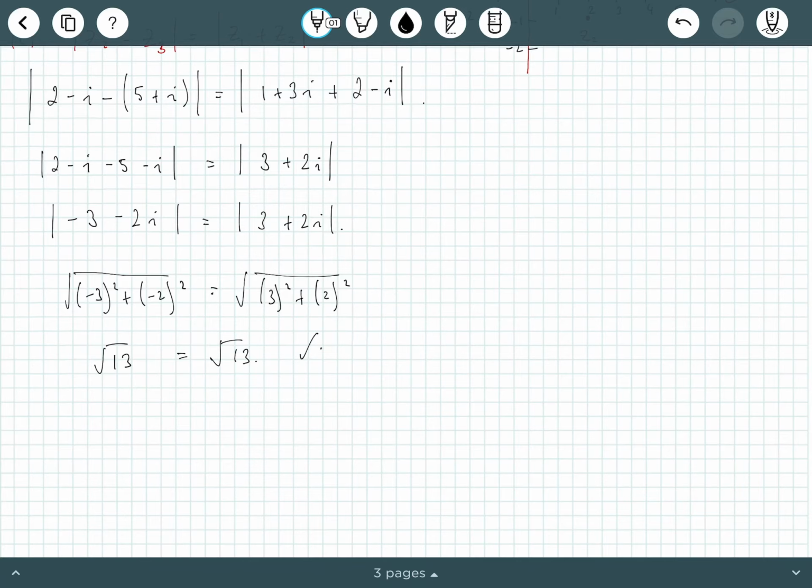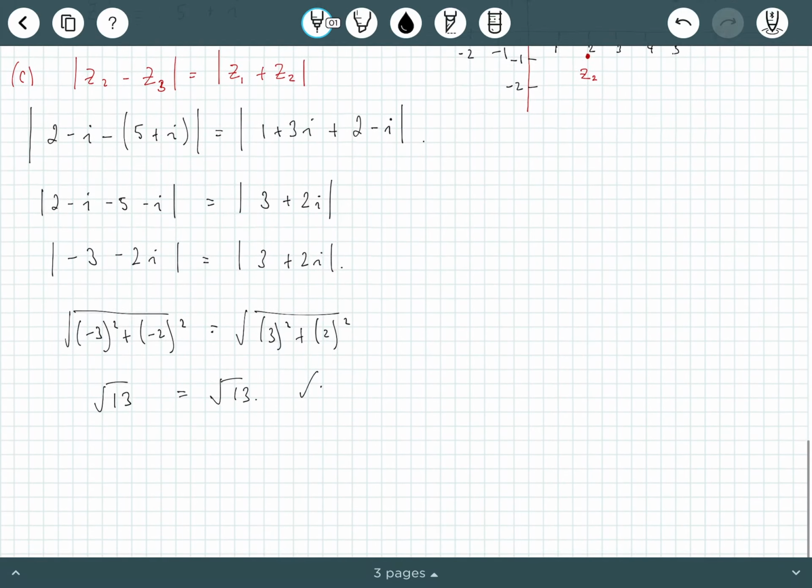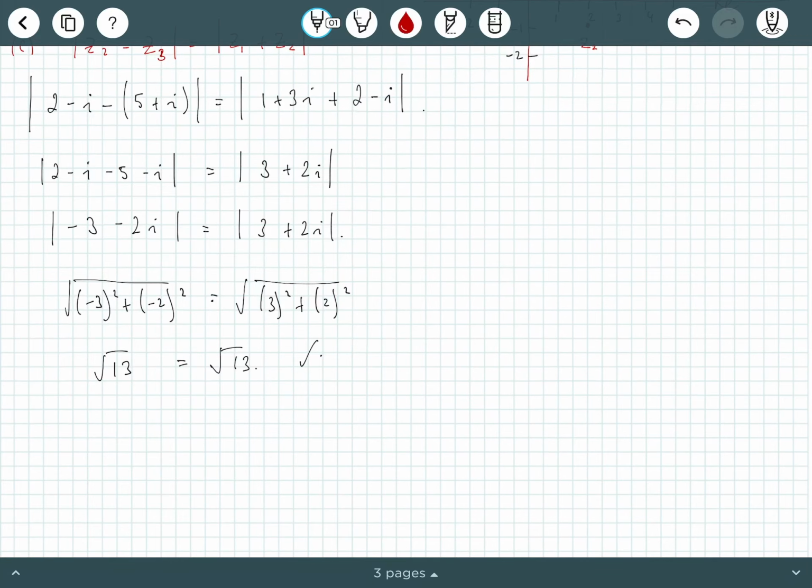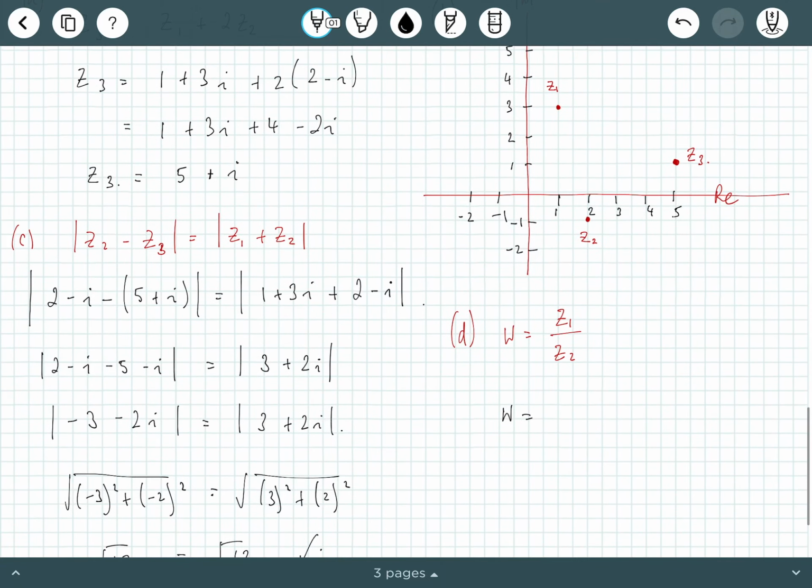Okay, and on to D then. It says find the complex number W such that W is Z1 divided by Z2. So it's very similar. W is equal to Z1 divided by Z2. We've done this on the previous question, lads. So we have to multiply above and below the line by the conjugate of the denominator.